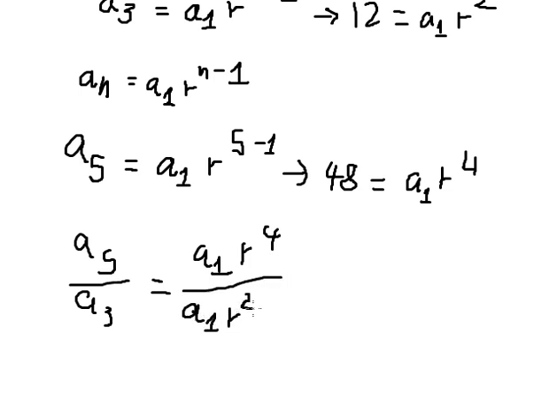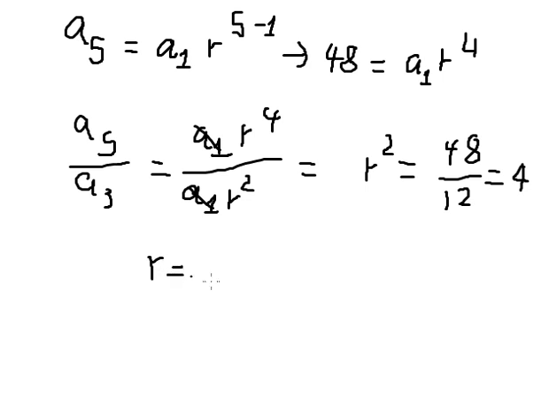So if we simplify, r to the power of 4 divided by r to the power of 2, you get r to the power of 2. The a_1 we cancel, and that means 48 divided by 12. So we have 4. So in this one we have r equals 2 and r equals negative 2 after we take the square root of both sides.